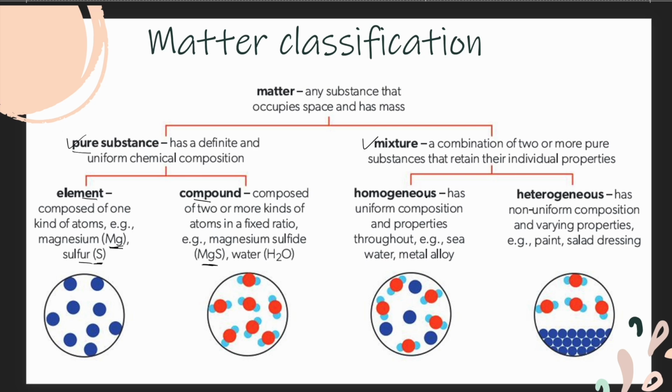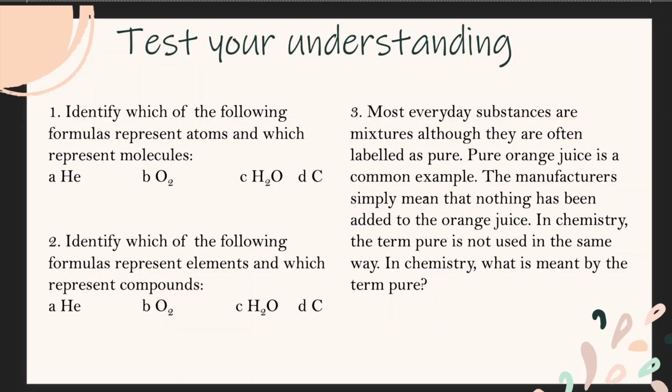All right, now let's check your understanding of the things that we just learned. For number one, identify which of the following formulas represent atoms and which represent molecules. This one, obviously, atoms, and this one, molecules, okay, because O2 is a molecule, and this one is an atom, because it has only one.